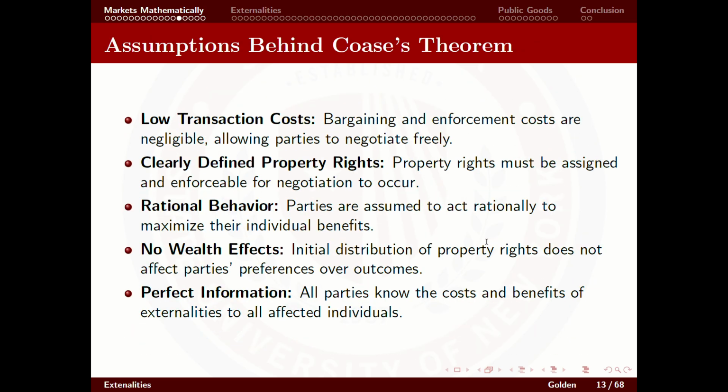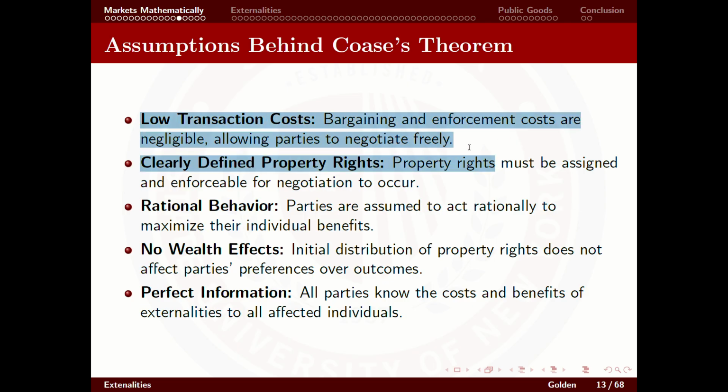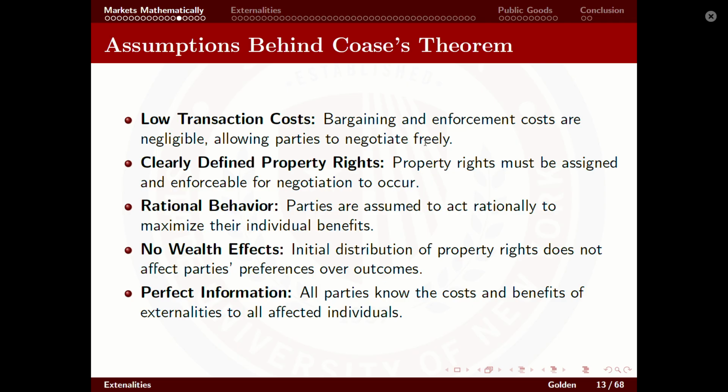So let's talk about some assumptions behind Coase's theorem, even though we kind of mentioned them already. Low transaction costs. Bargain enforcement costs are negligible, allowing parties to negotiate freely. If it's really hard to negotiate a solution, it's not easy to set up a carbon market. It's not necessarily easy to figure out the amount of carbon dioxide you're creating. So it might be high transaction costs. There are clearly defined property rights. It's not clear who owns the world's fisheries or the world's oceans.